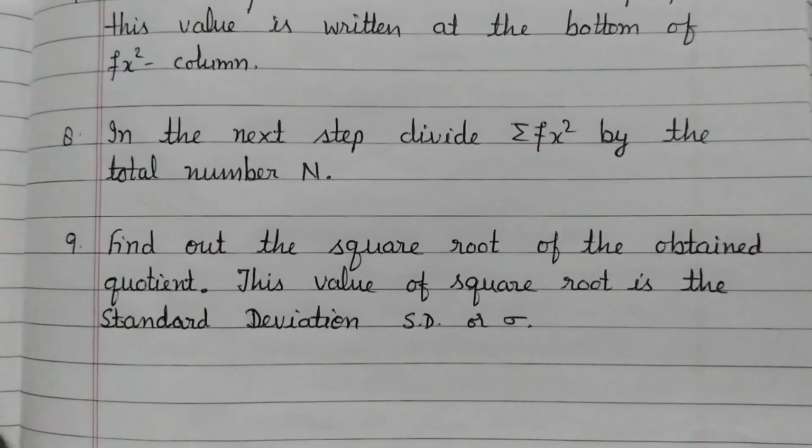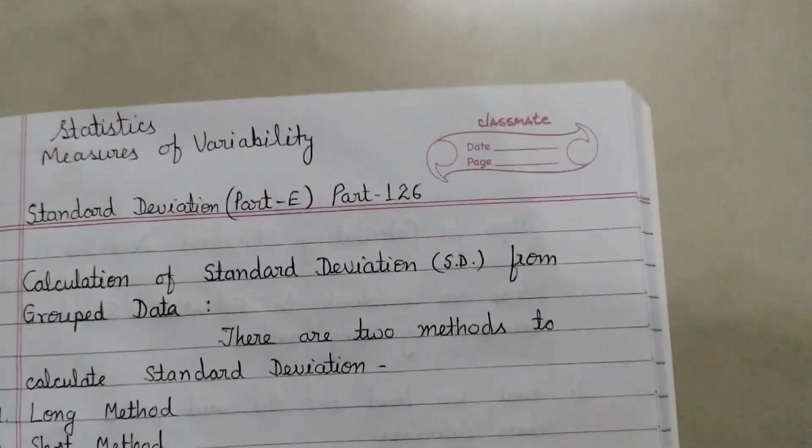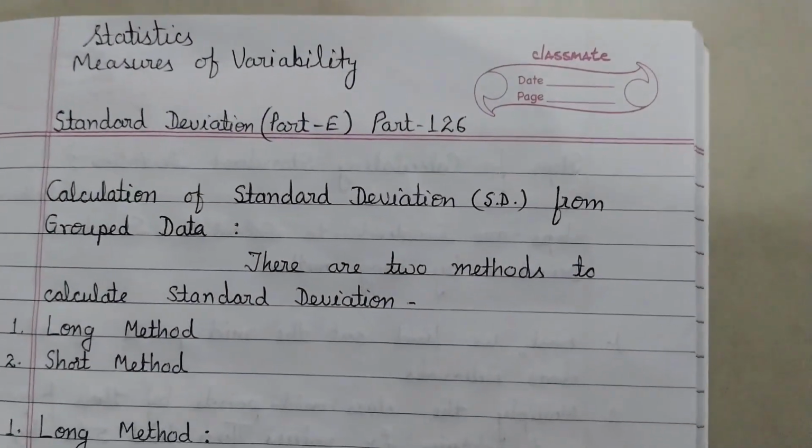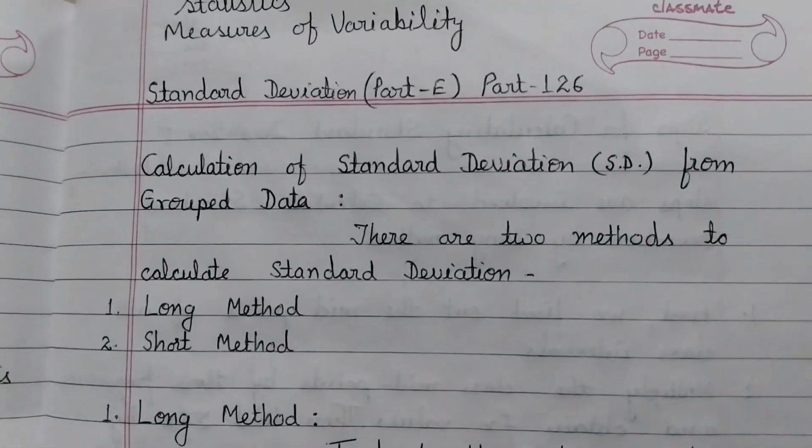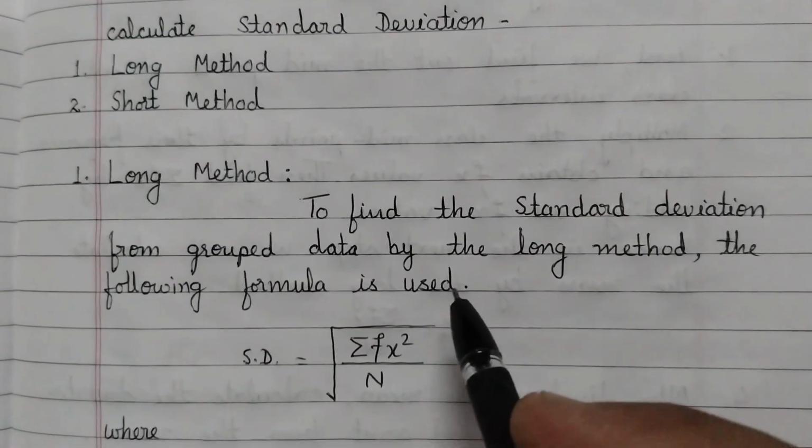So this is the fifth part of standard deviation, in which I have covered the standard deviation from group data by the long method. So this is all about this part 126.